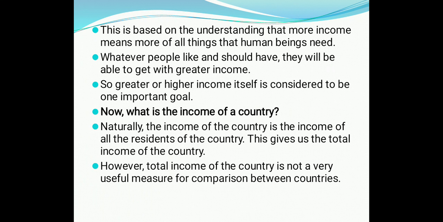So, higher income is decided as a criterion of developed or developing because in developed countries we find the people have more capacity to buy things than in developing countries, who cannot buy all the things they want. They do not have that capacity to buy everything. Whatever people like and should have, they will be able to get with greater income.